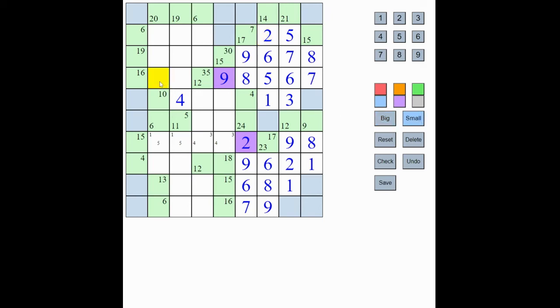So 16 of 2, that's 7 and 9 in some order. 6 of 3, that's 1, 2, 3. Well, that can't be 3 because this would then be 3, 3, which would repeat the digits, so it can only be 1 or 2, which means that must be a 4 or a 5.